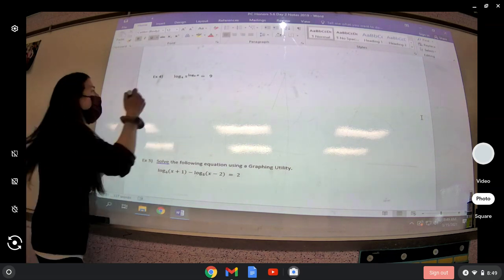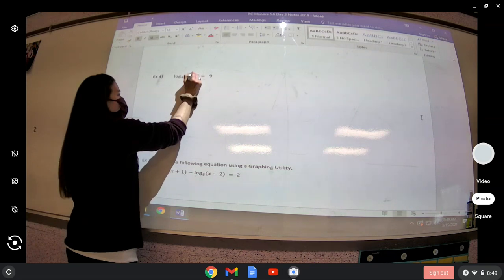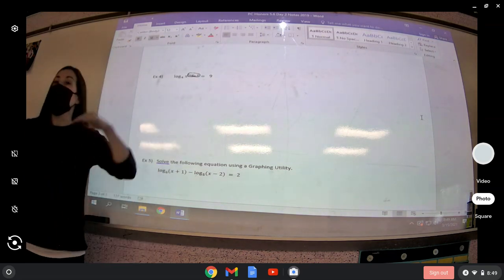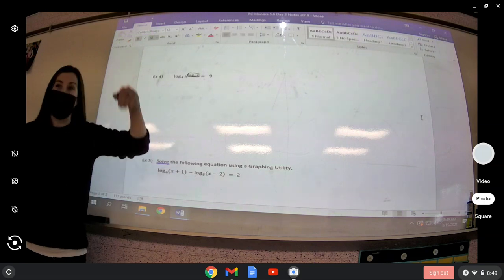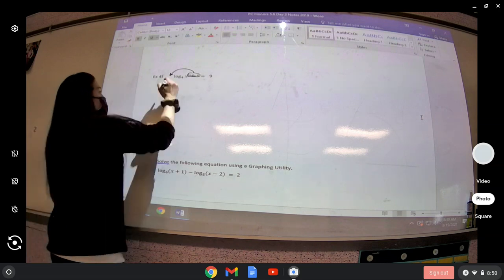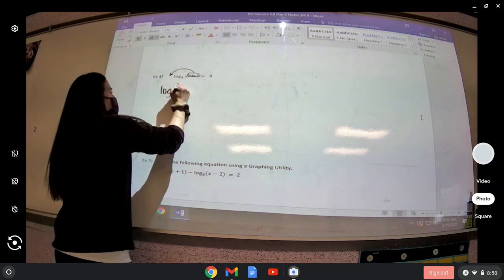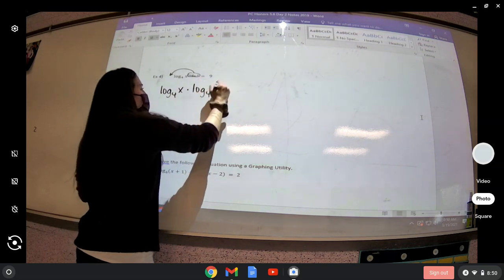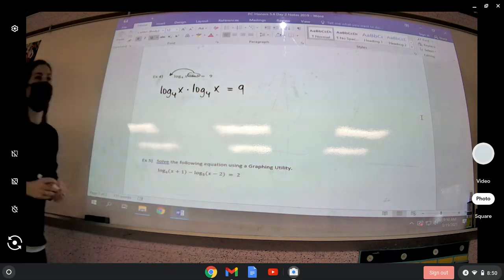Well, guys, at the end of the day, as weird as this problem is, this is an exponent inside of a logarithm. So what does our property say we're allowed to do with exponents inside of a log? We're allowed to drop them down in front as factors. So now it's going to become log base 4 of x times log base 4 of x, and it equals 9.